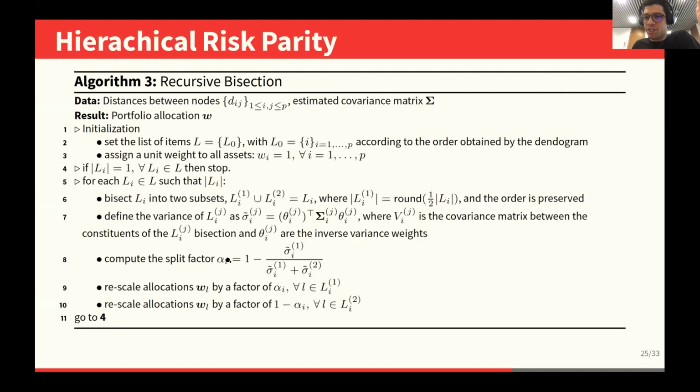And the way you allocate the weights is basically using this splitting factor alpha here, which is computed by this ratio of sigma tilde 1 and sigma tilde 2, which is basically the variance of, say, the left chunk of stocks and the right chunk. And then you allocate this amount of weight on one chunk, and you allocate 1 minus this amount of weight in the other chunk. And then you keep chunking the chunks into half until you only have one stock per chunk, and then that's it, the algorithm stops.